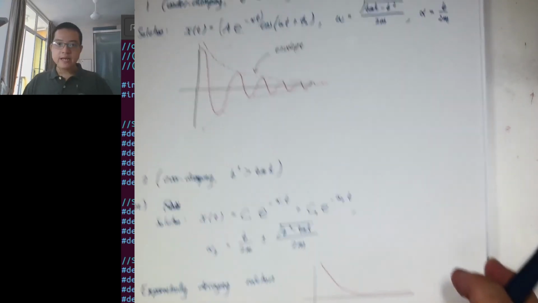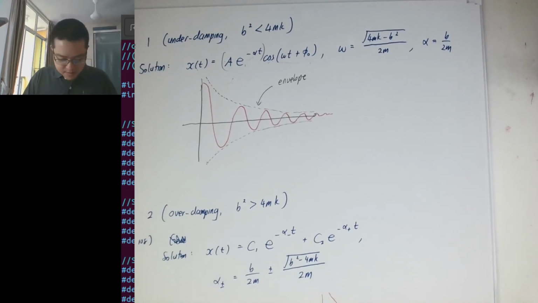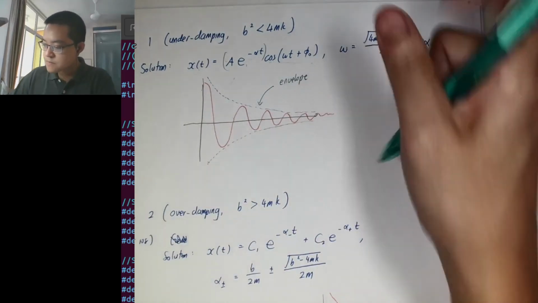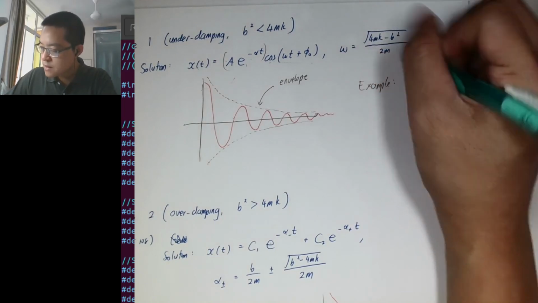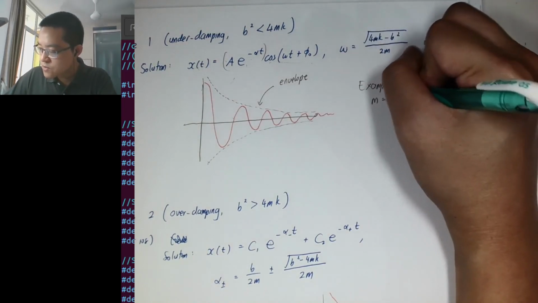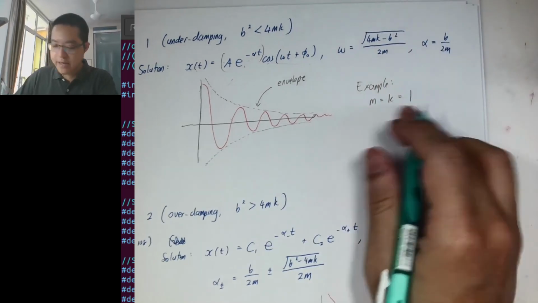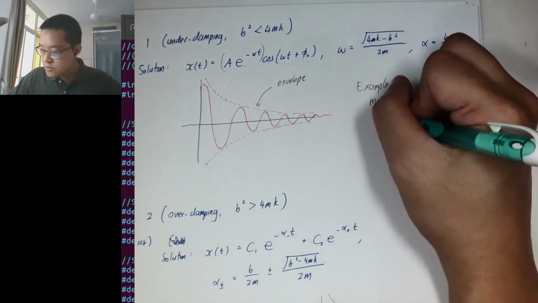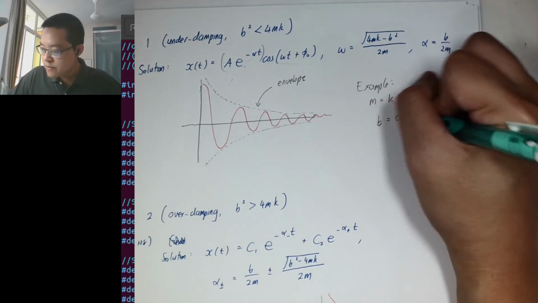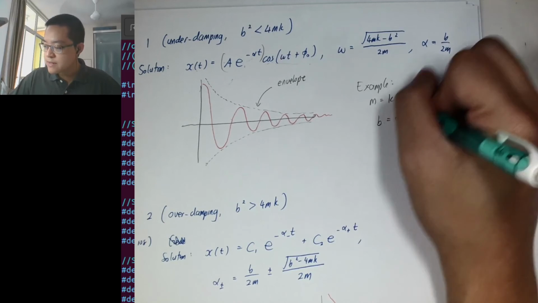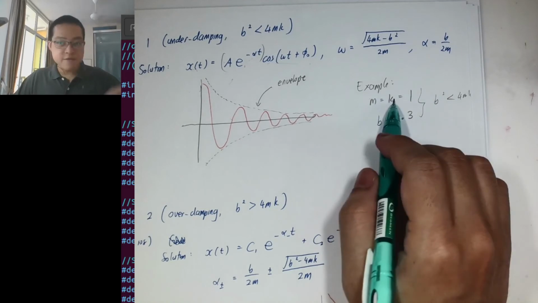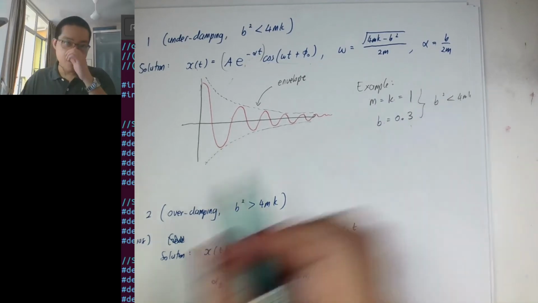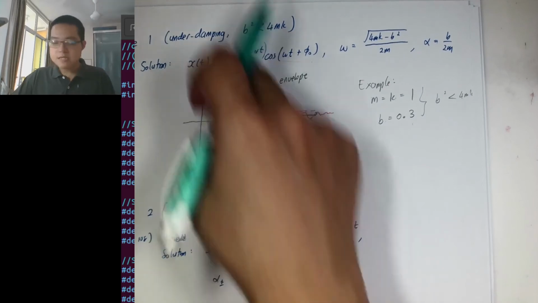Okay, so let me try an example for the damped oscillator. Let's put a simple one to calculate: m and k equal to 1, and then I'm going to put b equal to 0.3. In this situation b squared is definitely smaller than 4mk, because 4mk is 4, and 0.3 squared is 0.09, a very small number, so it will satisfy case 1.